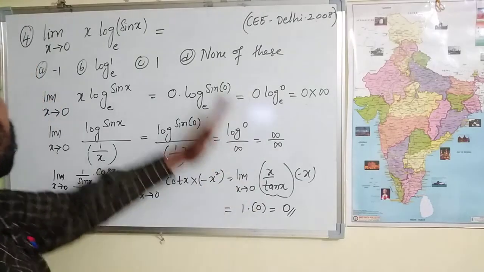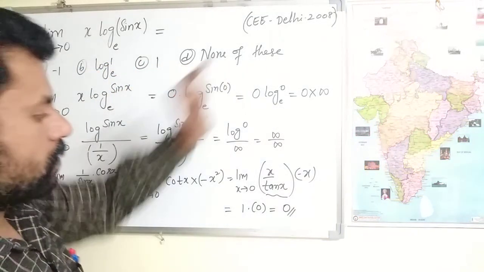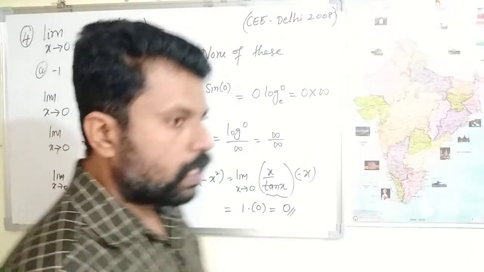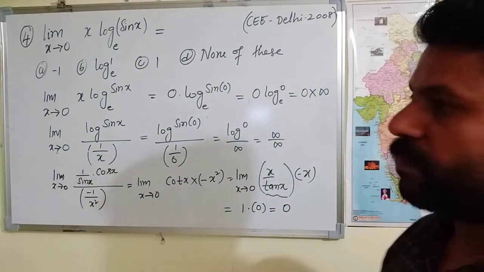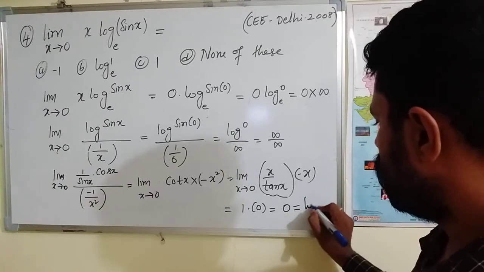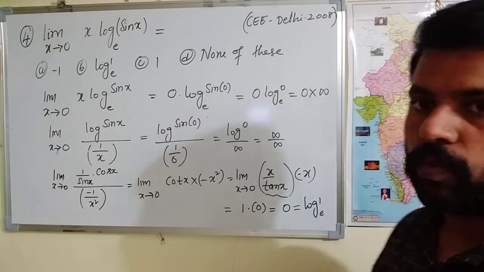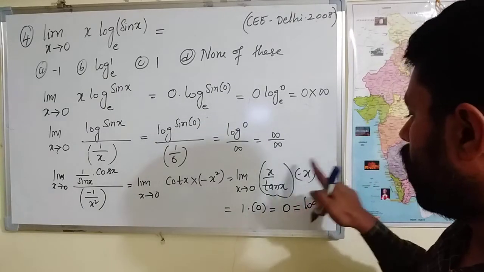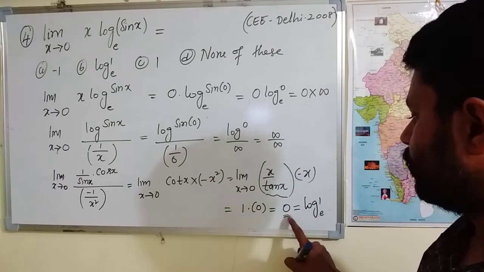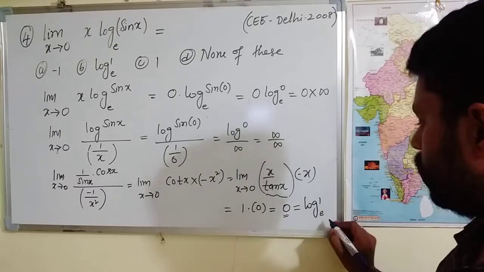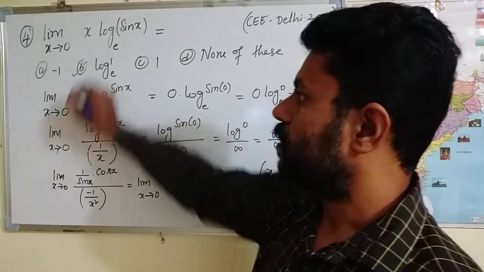But here we have options minus 1, log 1 base e, 1, and not this. Now here we know the concept. Log 1 is 0, and 0 can also be written in a logarithmic form. 0 is equal to log 1 base e. So already we use these results: log 10 is 1, log 1 is 0, log of 0 is infinity. Now here we get the result is 0. This value, 0, can also be written as log 1. Log 1 is the required solution. So here option B is correct.